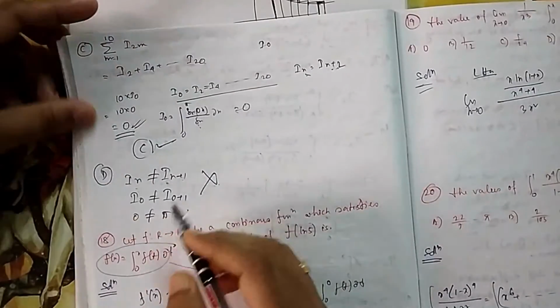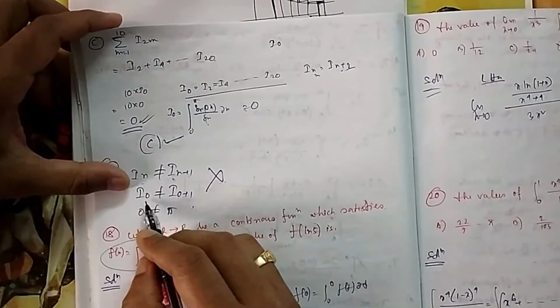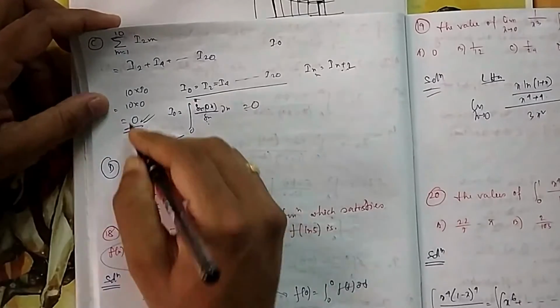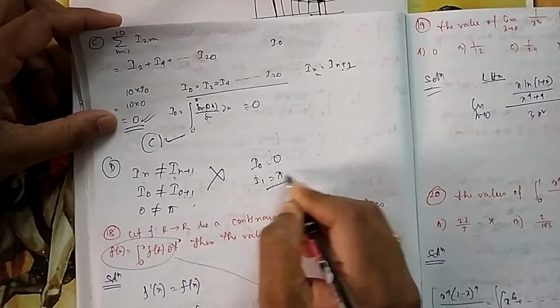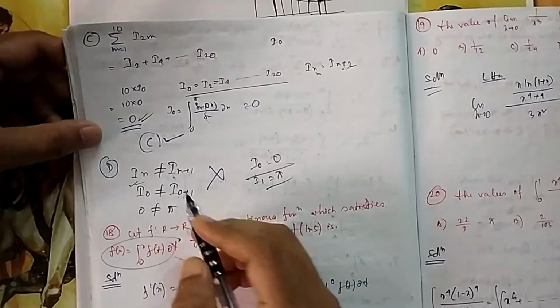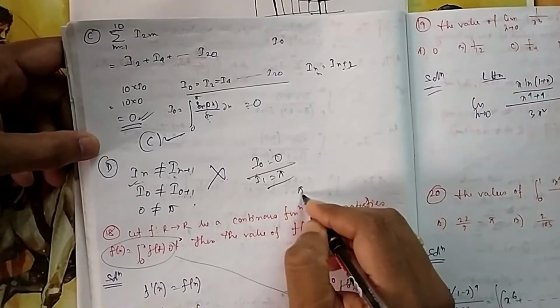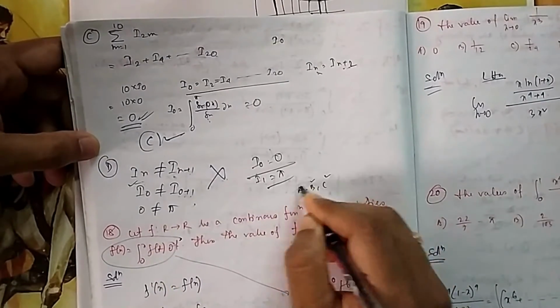Now In is not equal to In plus 1, because that would mean I0 is equal to I1, but I0 you have calculated. What is I0? It is 0. What is I1? It is pi. So both are not equal, so obviously In cannot be equal to In plus 1. So A, B, C are correct, D is wrong. All three are correct, D is wrong.